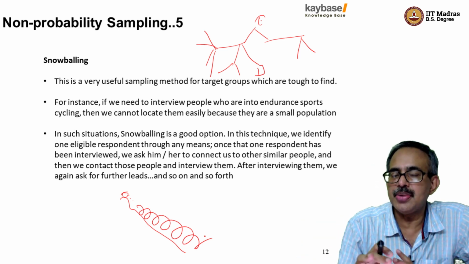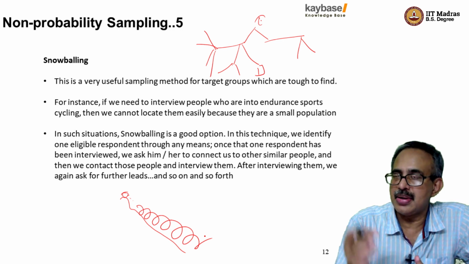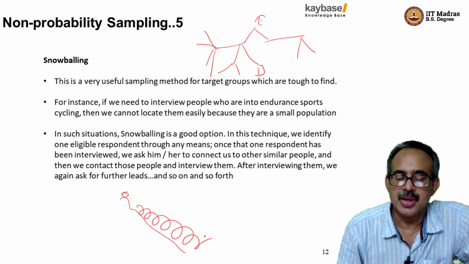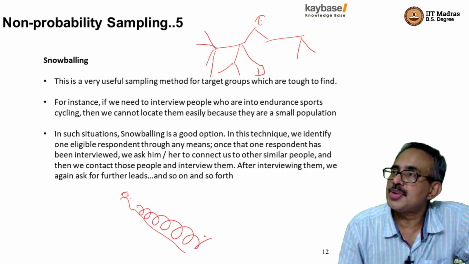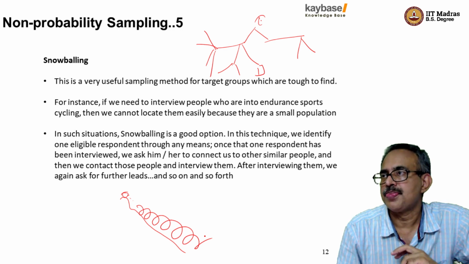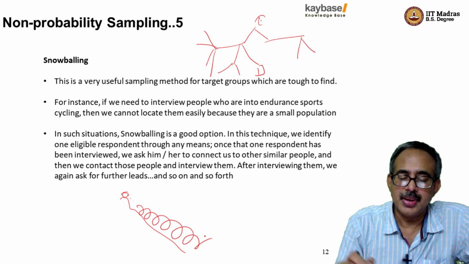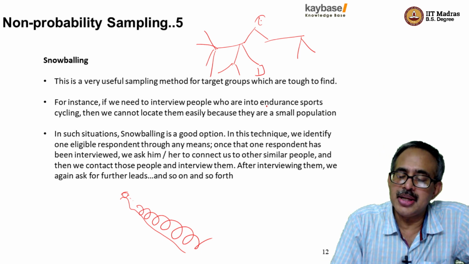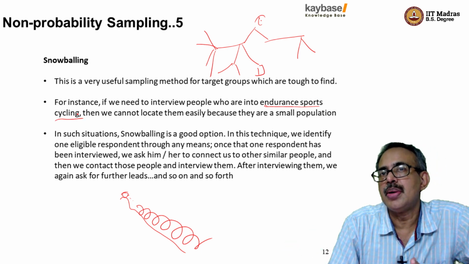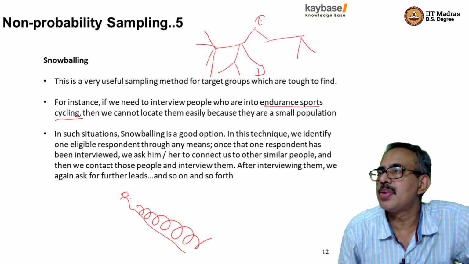So you realize the beauty of this is that the name itself gives you the definition. And if you can relate back to the name, it's tough to forget these concepts. So snowballing is a very useful method of sampling for the difficult to find target group. So I gave one example of young ladies from a small town in Tamil Nadu. Here we have talked about another sample, people who are in endurance sports cycling. Total in India, there may be only 30 or 40,000 such people. How do you go and search for them? When you find one, he will be part of a group of people who are into that.